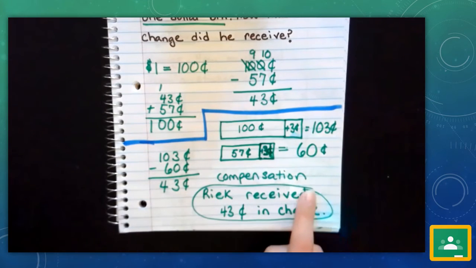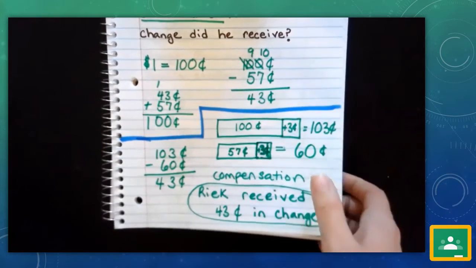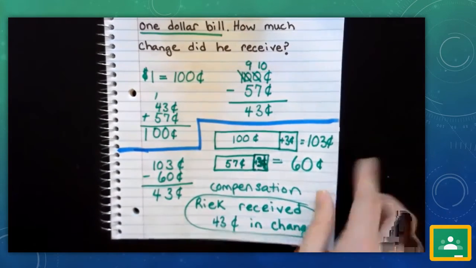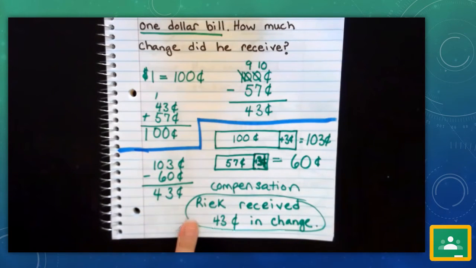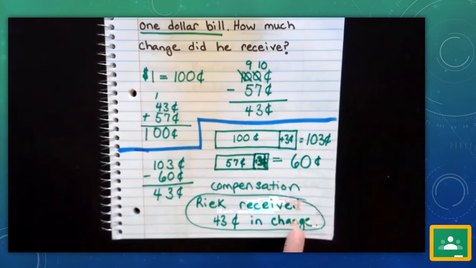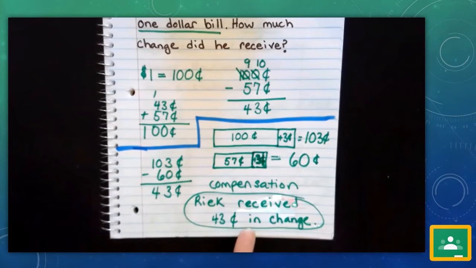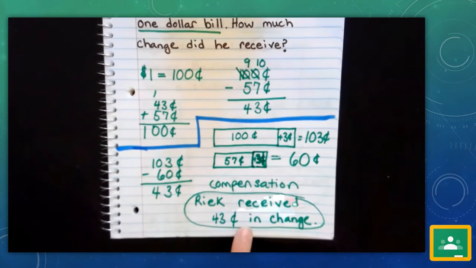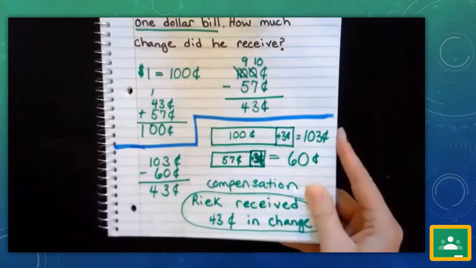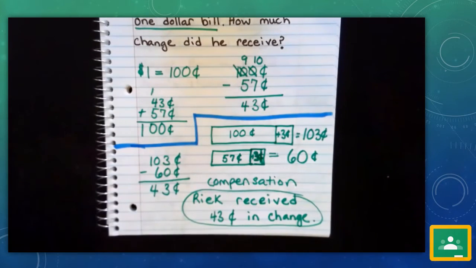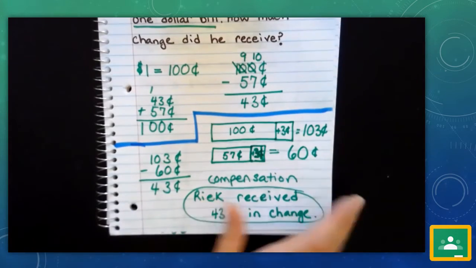So then just remember that when you are answering a word problem, it is best practice to restate your question and share the answer. So I did that down here. I said Ricky received 43 cents in change. So I really would love that if today in your daily practice, in your exit ticket, you could write full sentences like this to answer your questions if you have a word problem like this, which you will, because that's our target. Okay, let's move on to the next problem.